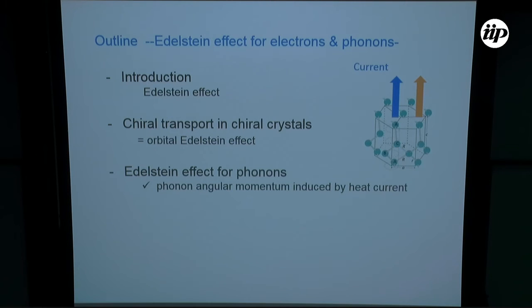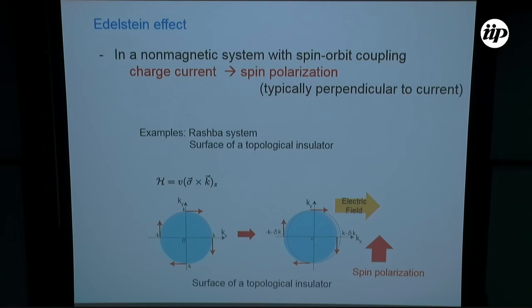We also consider a very analogous effect for phonons. In some crystals with lower symmetry, if we flow a heat current, then a net angular momentum of the phonons will be generated, which is similar to the mechanism of the Edelstein effect. So this is a brief picture of the Edelstein effect.